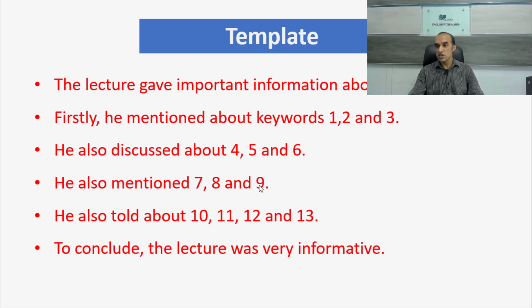Firstly, he mentioned about keywords 1, 2, and 3. And he also discussed about 4, 5, and 6. And then he also mentioned 7, 8, 9. These are the number of the keywords that I'm mentioning here. He also told about 10, 11, 12, and 13. And lastly, to conclude, the lecture was very informative.